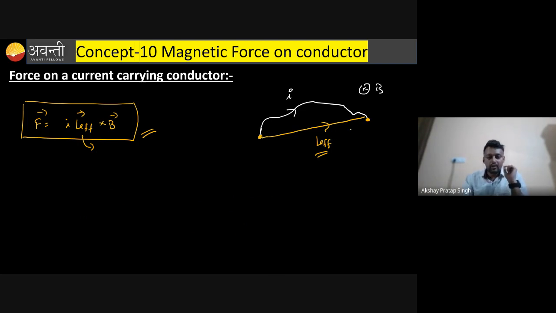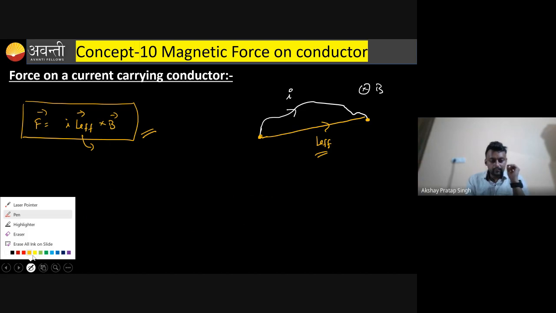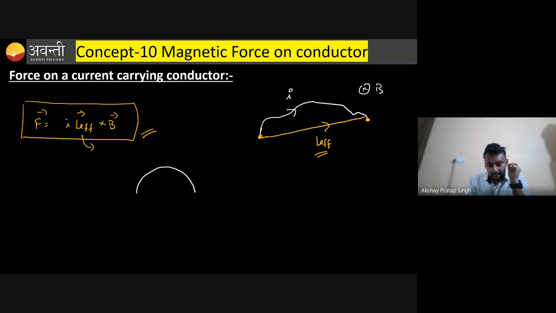For example, if I tell you, let's suppose there is a semicircle and current is going this way and it has a radius R. What is L effective in this case? Can anyone tell me? It's a simple question. What is L effective? Okay, I'm repeating my question.